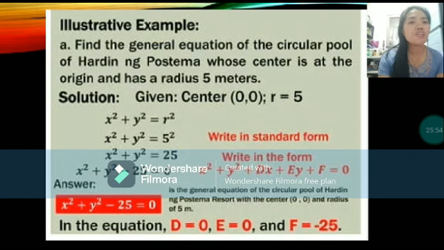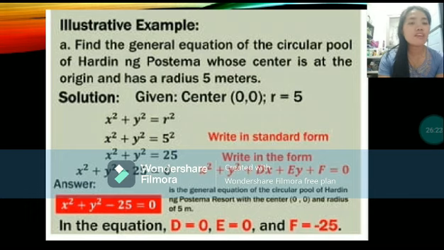Find the general equation of the circular pool of hardened apostema whose center is at the origin and has a radius of 5 meters. Okay, so first and foremost, we need to write down the given information. The center is (0, 0) because it says that the center is at the origin. And the radius given is 5 meters.